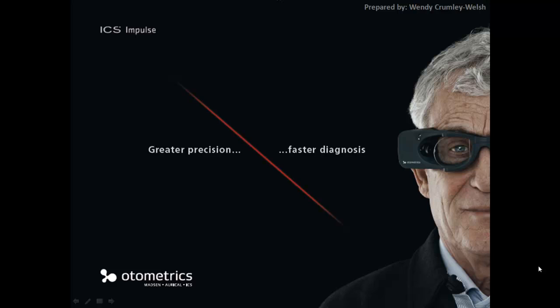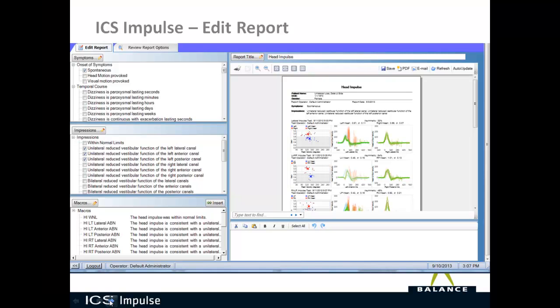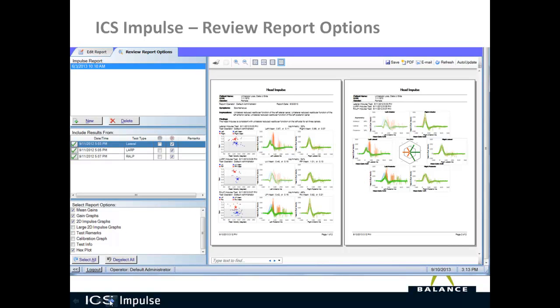Today we are going to be talking about reporting in OtoSuite Vestibular. So we're going to talk about two sections of the report, and we will go into the software and look at these. One is the Edit Report tab and all your options under that, as well as the Review Report Options tab and all your options.